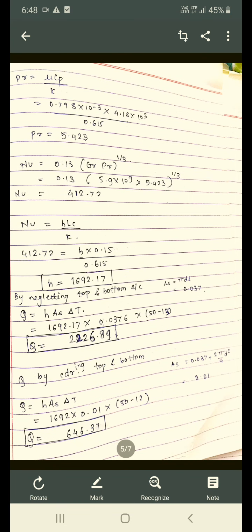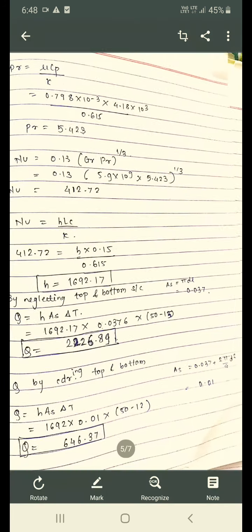After getting the value of the Grashof number, now we will move towards the next number, that is the Prandtl number. Prandtl number is given by mu Cp divided by K. All the values are known to us, so we can calculate directly. Pr is equal to 5.423. We calculated the values Gr and Pr.